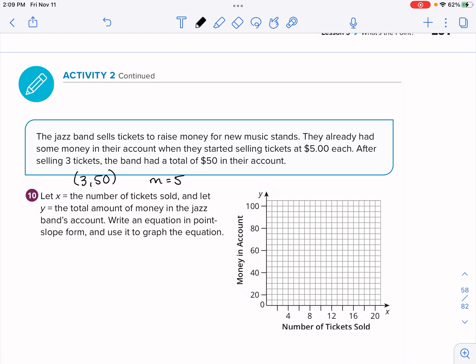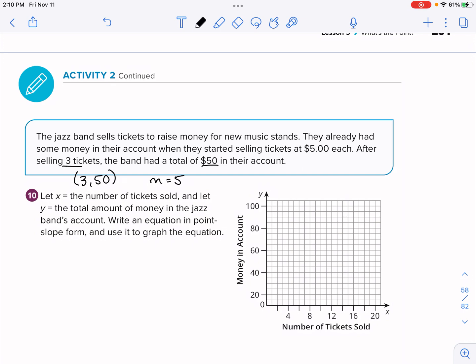So the context here, it says a jazz band sells tickets to raise money for a new music stand. They each had some money in their account when they started selling tickets at $5 each. And after selling 3 tickets, the band had a total of $50 in their account. So I've already kind of preemptively written some information. Our slope is 5 because that's our rate of change. And for this, we have an ordered pair, and that is a distinct moment in this context. Right, 3 tickets, $50. Tickets is independent. Dollars depends on how many tickets we sell, so that's dependent.